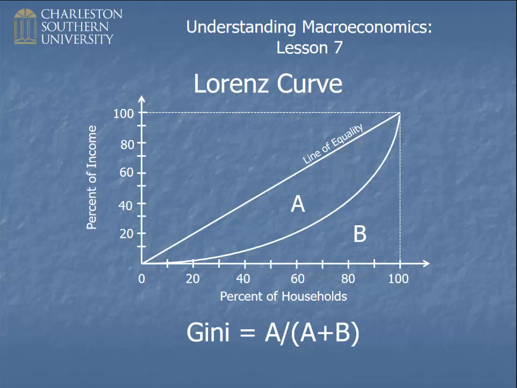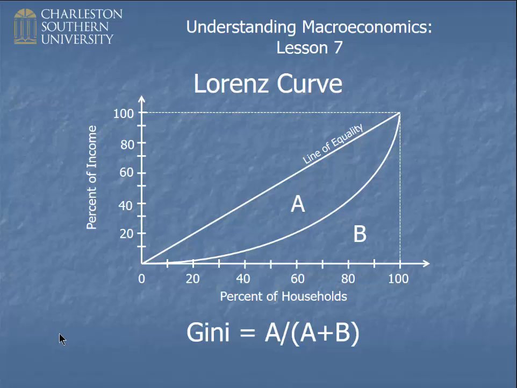So when there is a lot of equality, this number A will be very, very small, and the Gini index will approach 0, right? As the Lorenz curve crowds to the line of equality, area A will go to 0, and 0 divided by anything would be 0. On the other hand, if there's lots and lots of inequality, area A will get very, very big, area B will go close to 0, and so then it'll be A divided by A plus 0. The Gini index will go to 1. So the Gini index ranges from 0 to 1, where 0 would represent equality and 1 would represent extreme inequality.